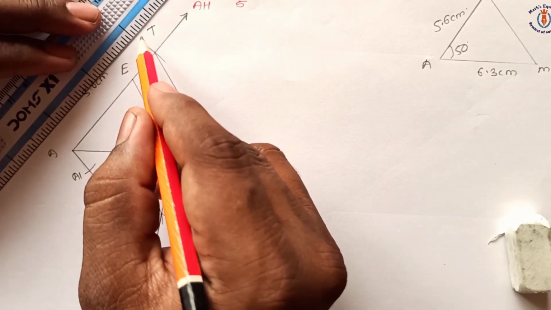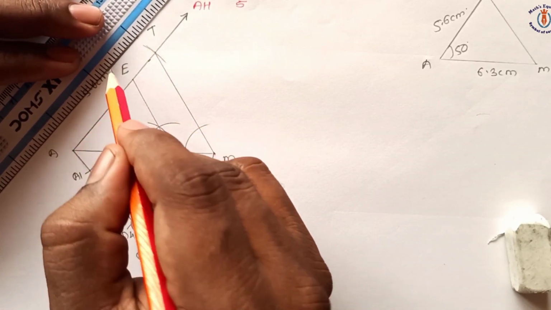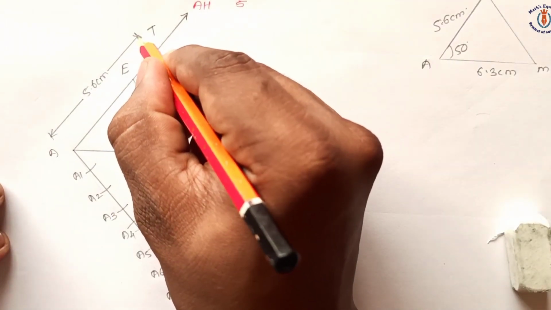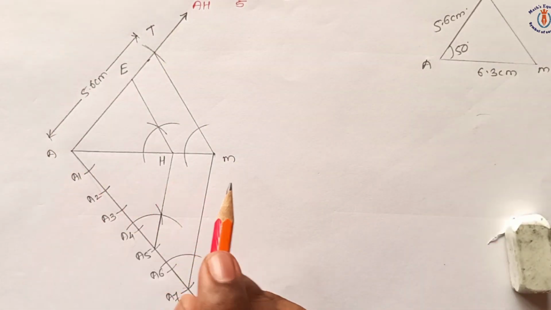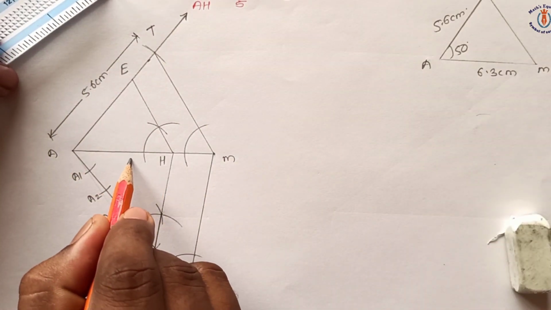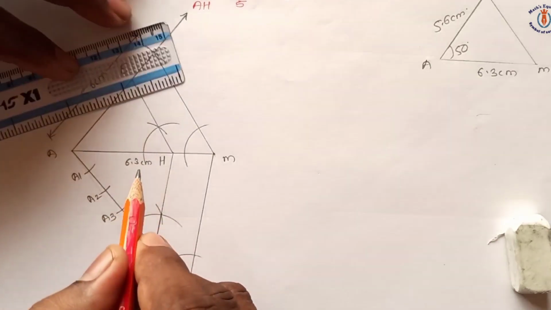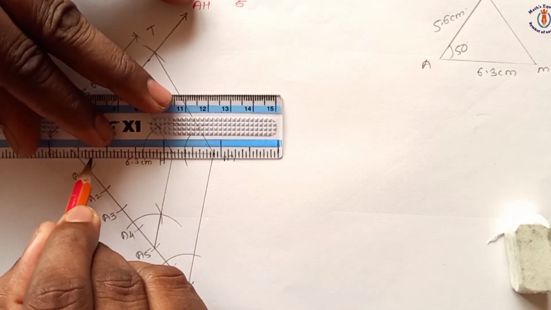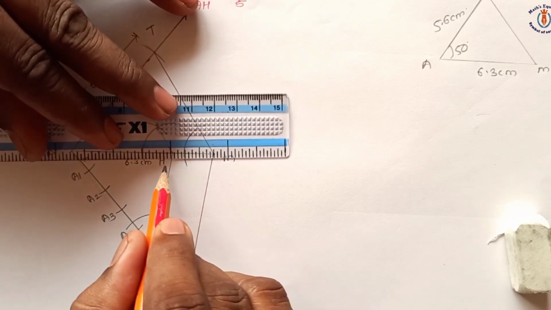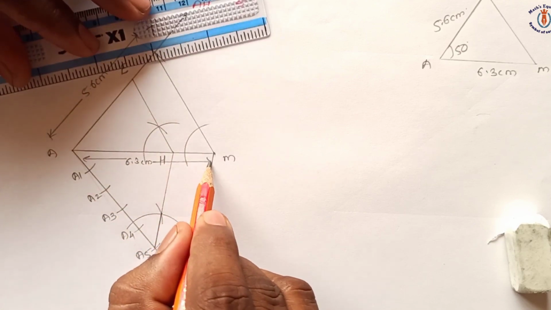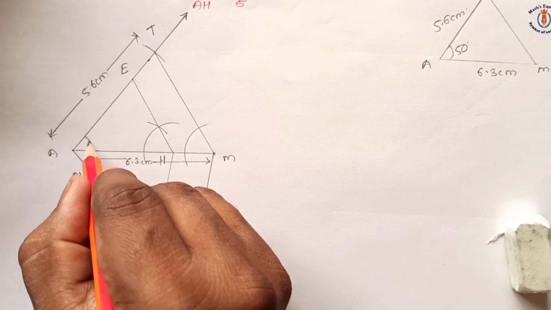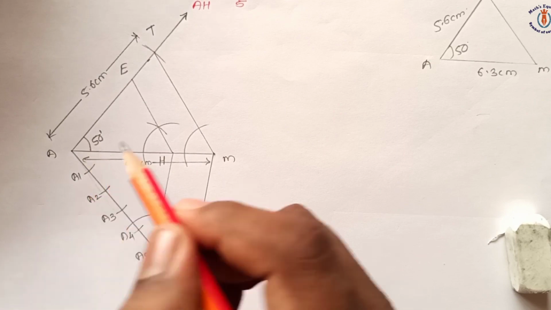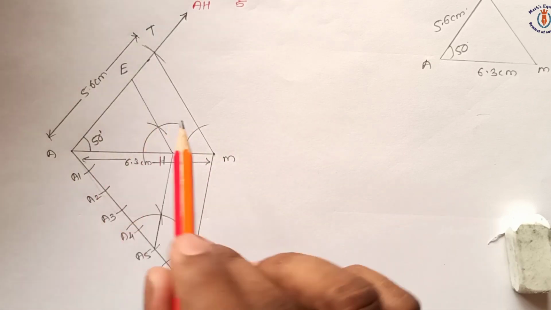So up to here you can write like this. Okay, this side is given. Now this side is also given. How much is it? 6.3 centimeter. But that is not AH. AM is there, so we are going to draw like this, from here to here. Okay, and this angle, which one? TAM is equal to 50 degrees, which is the common angle for both these triangles.